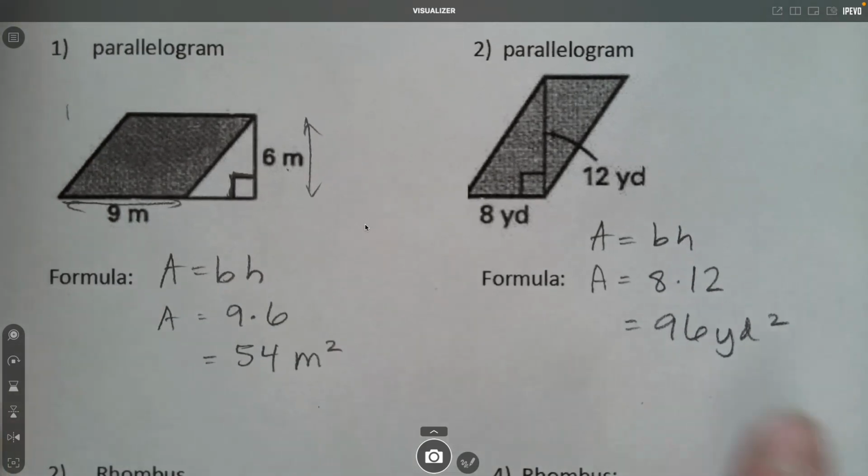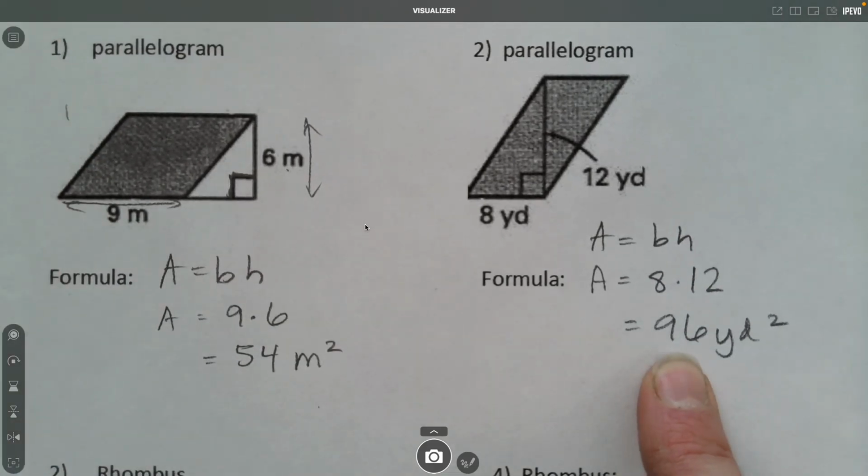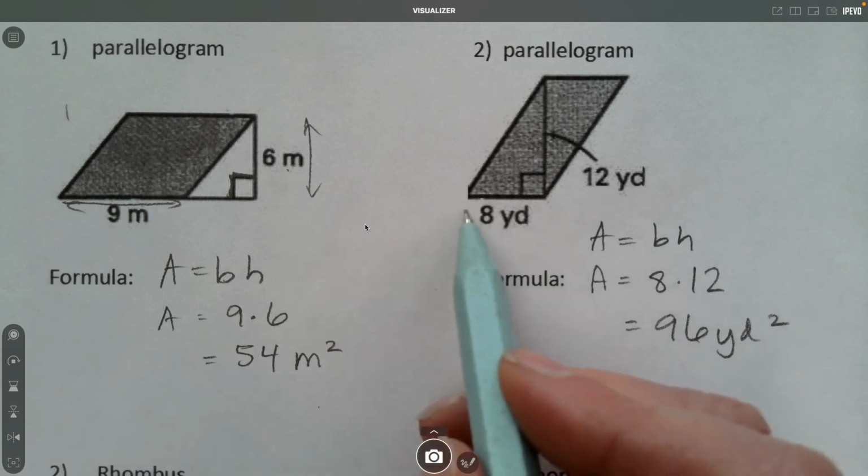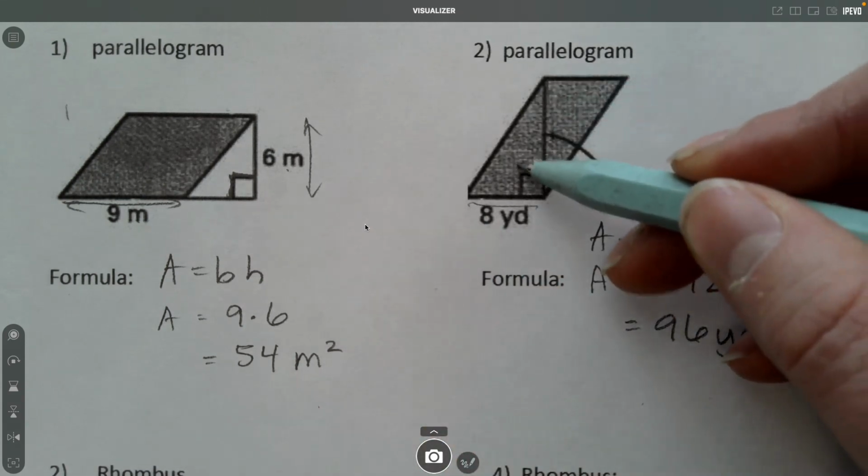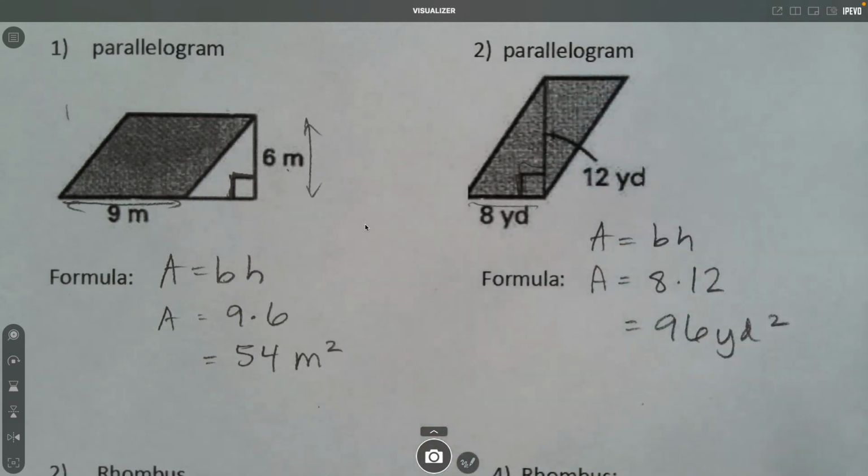So go ahead and check answers with me on problem 2. You should get 96 yards squared. So our base was 8 and our height was 12. And make sure you're using the ones that form that right angle, the ones that are perpendicular to each other.